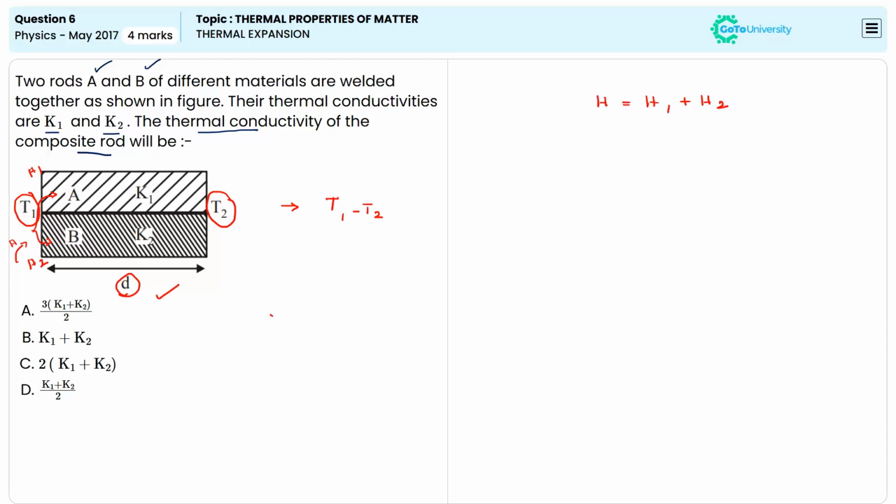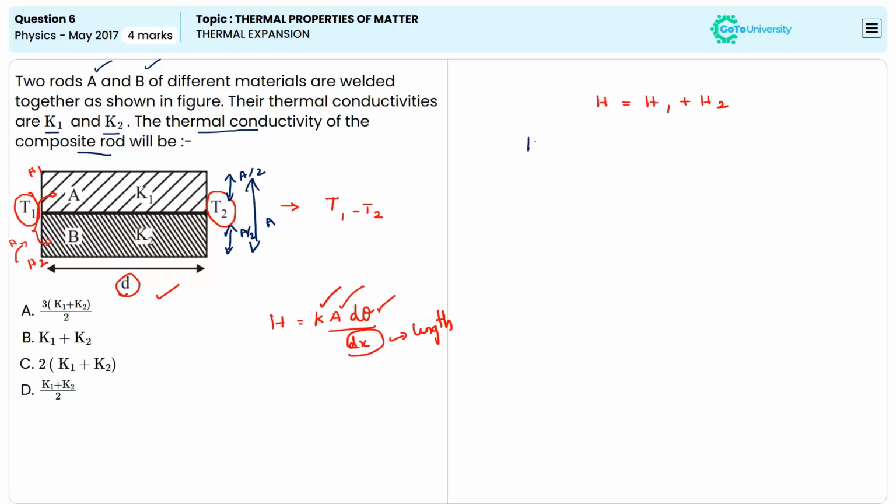It's known that the formula for the heat H is K A dθ divided by dx, where K is the thermal conductivity, A is the area, dθ is the change in temperature, and dx is the length. Now we can apply this to our question. Here the total area is A, so for rod A it will be A over 2, and for rod B it will be A over 2.